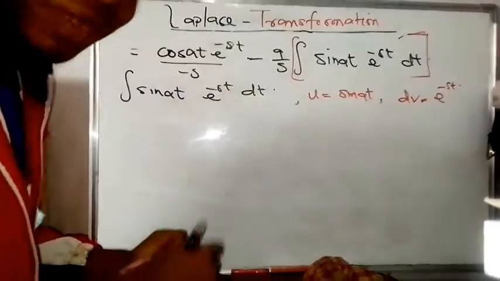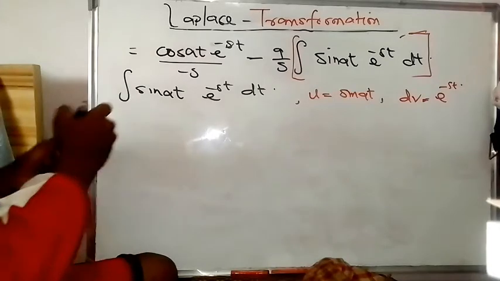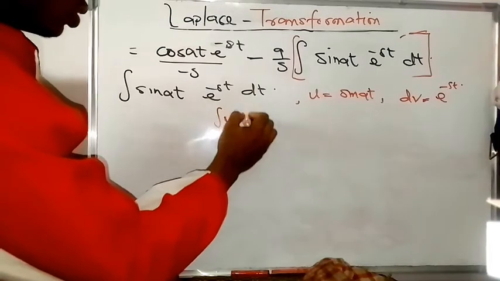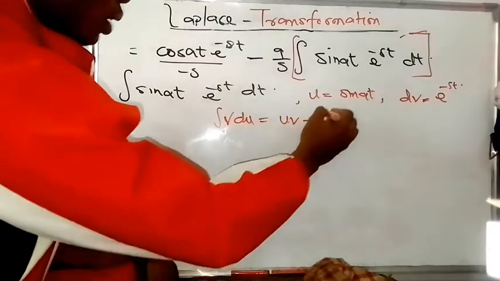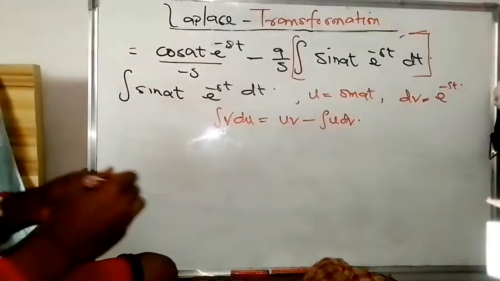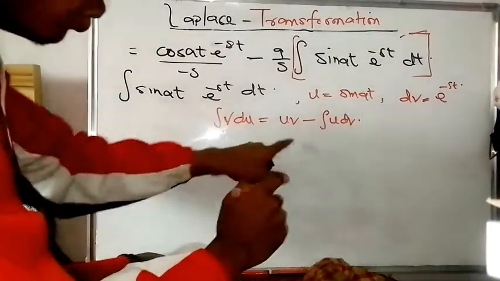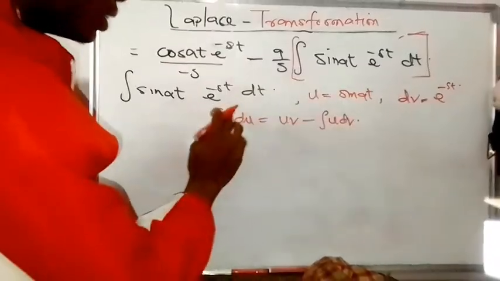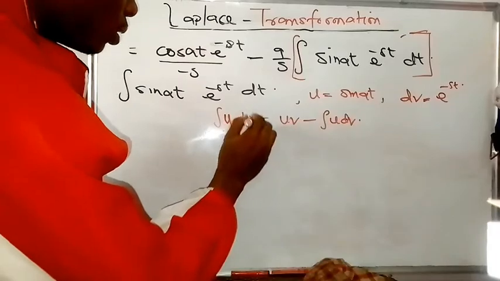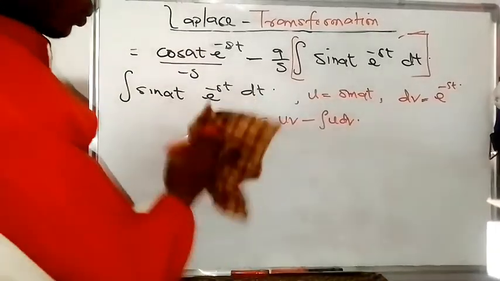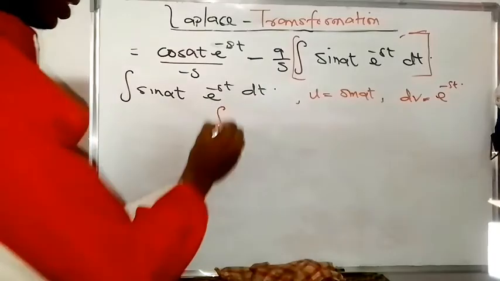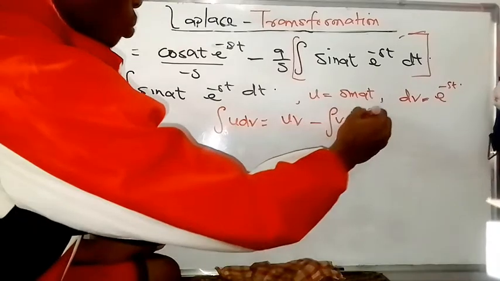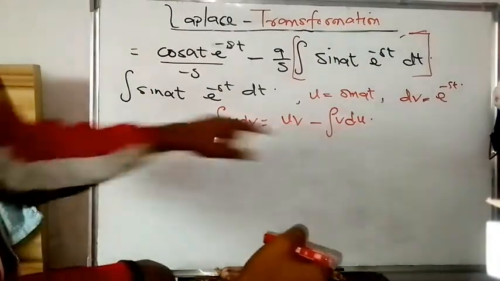But first, I would like to remind you of my integration by parts method, which says the integral of u dv is equal to uv minus the integral of v du. Sorry, I made a mistake earlier. This is how I like to write it. So this is my integration by parts method.